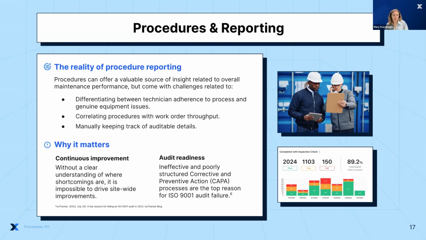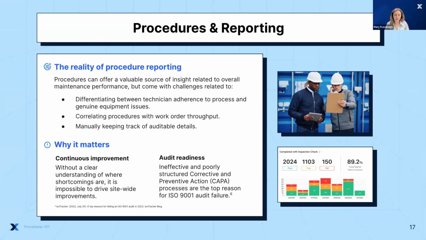Correlating procedures with work order throughput, also a little bit of an issue within there. And thirdly, manually keeping track of auditable details can be exceptionally difficult. It can be time consuming and it can be error prone. If we have those 2 things separate, how do we know what happened and when? How do we keep everything in one place? Your heads are going to be abuzz with information when it could all be consolidated in one quick place.